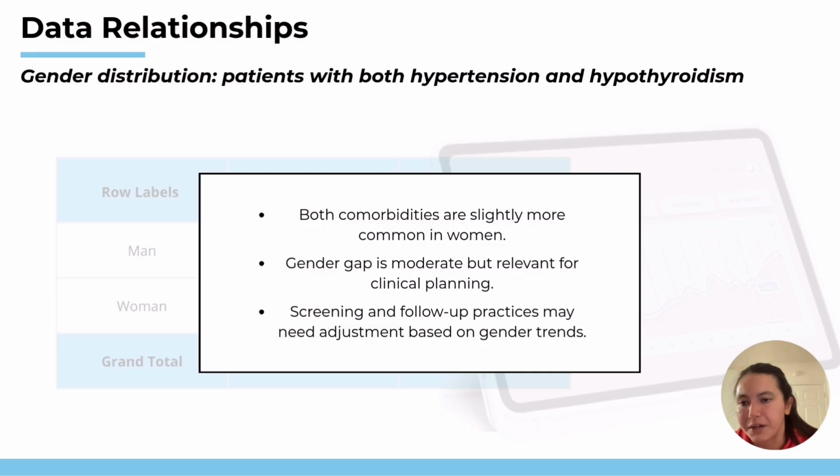The implications are that healthcare teams may consider gender-sensitive screening and follow-up strategies. Targeted monitoring could improve management of patients with multiple chronic conditions. In conclusion, this dataset highlights meaningful gender differences in comorbidity prevalence, supporting more tailored and efficient healthcare planning.